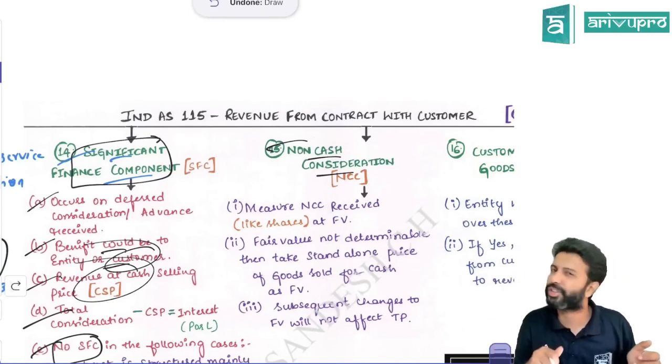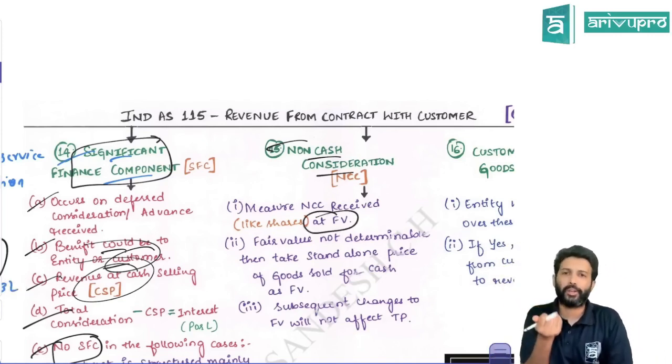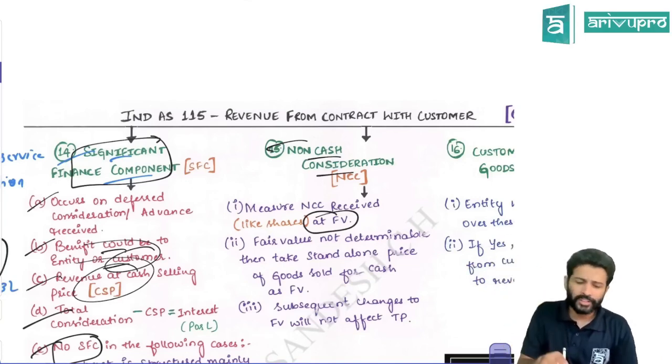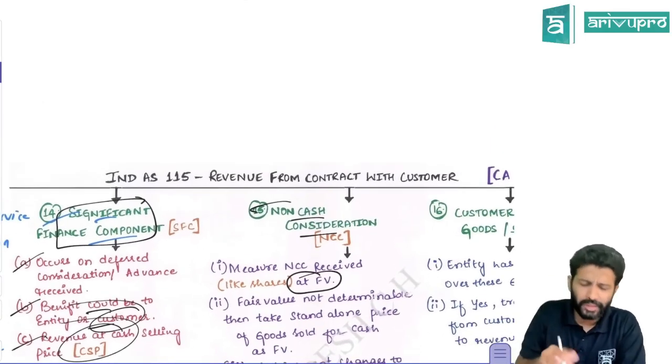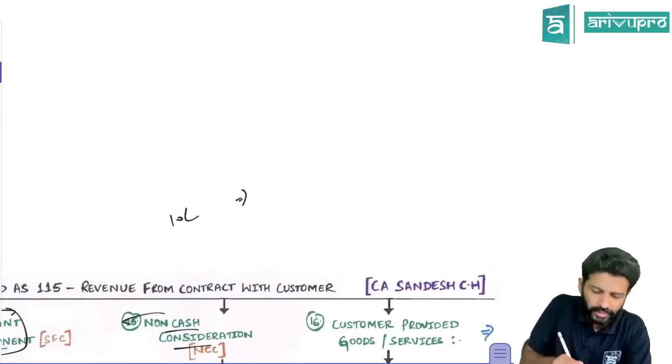Whatever non-cash consideration you have received, measure that at fair value. Find out what the fair value is. Let's say you sold the goods and you received equity shares, right? So that means, sir, obviously those equity shares will have a fair value. Let's say the fair value of the equity shares is 10 lakh. Simply, you will pass the journal entry.